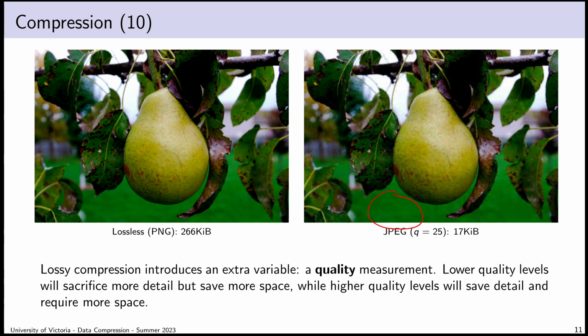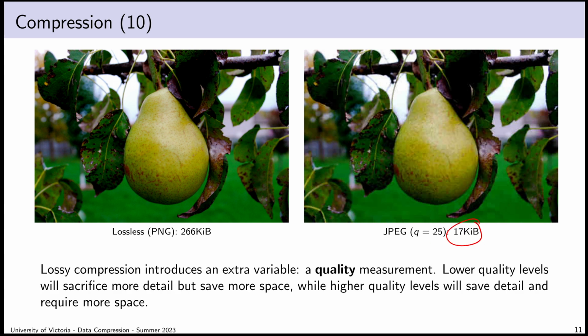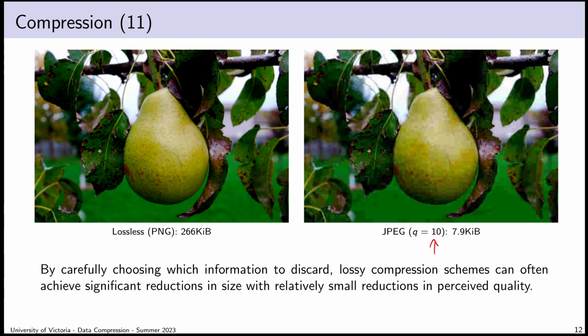But we can go further. We shouldn't just say, oh, I can reduce it to 17 kilobytes. Well, great. But let's see if we can go any further than that. So here I've set the quality selector to 10 instead of 25. And so we've gone from 17 kilobytes down to 8 kilobytes, essentially 7.9 kilobytes. And here the quality difference, I think, is much more noticeable. Even if you hadn't seen the thing on the left, if you look at the image on the right, you'd notice there's something a little bit wrong with it.